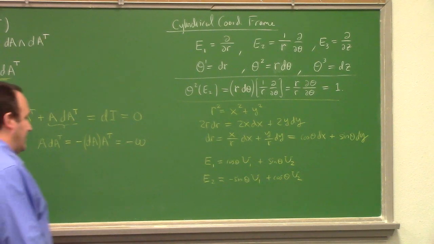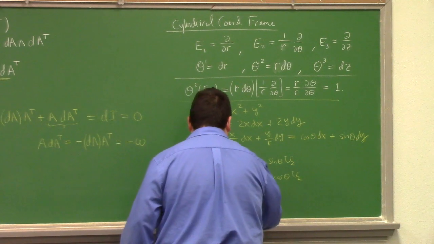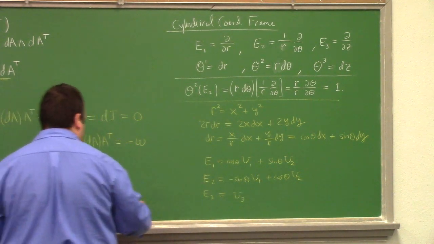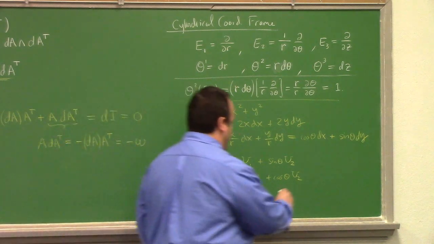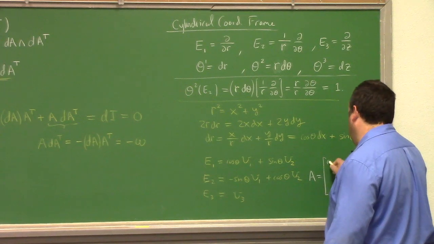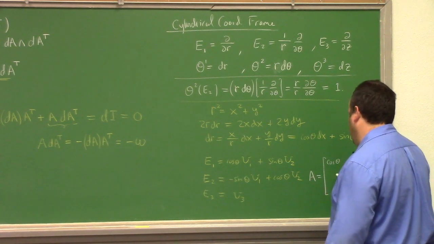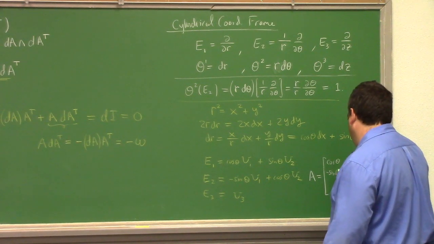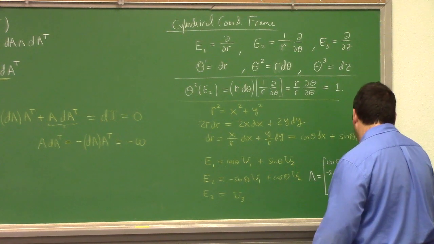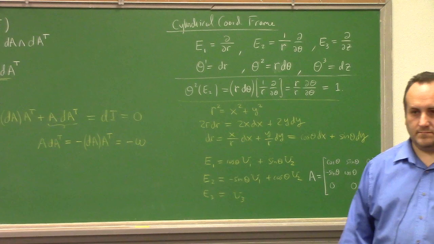All right. And then what's E3? It's U3, right? Okay, so all of this to say that the attitude matrix for the cylindrical coordinate frame is what? It's cosine theta, sine theta, 0, minus sine theta, cosine theta, 0, 0, 0, 1. All right?